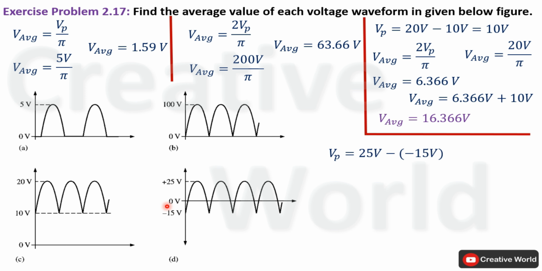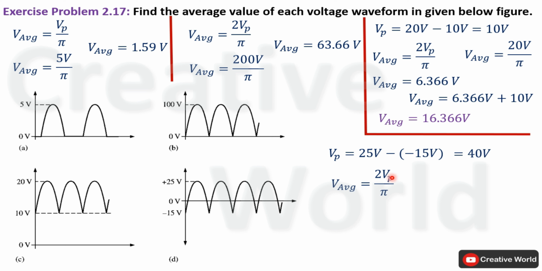So the difference of these two values will be equal to 25 volt minus minus 15. These two minus signs will multiply with each other and it will become plus 15. Plus 15 and 25 will become 40 volt. So the peak value of this output voltage waveform is 40 volt. Now we will use this equation to find out the average of this voltage waveform.